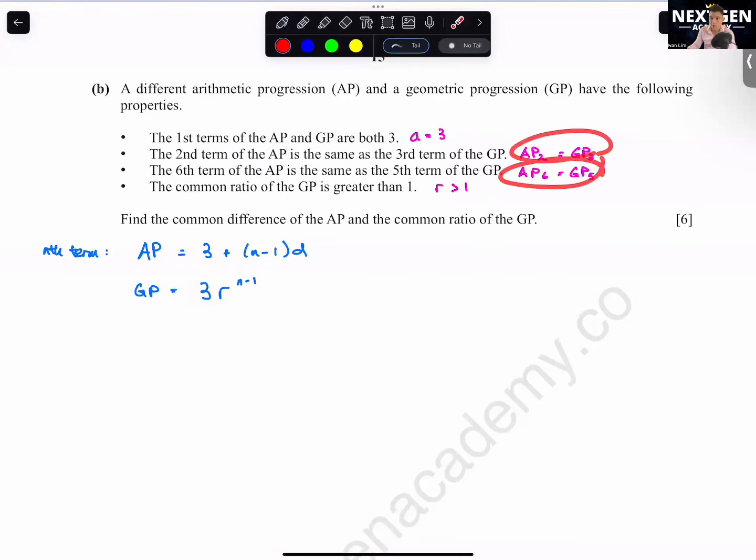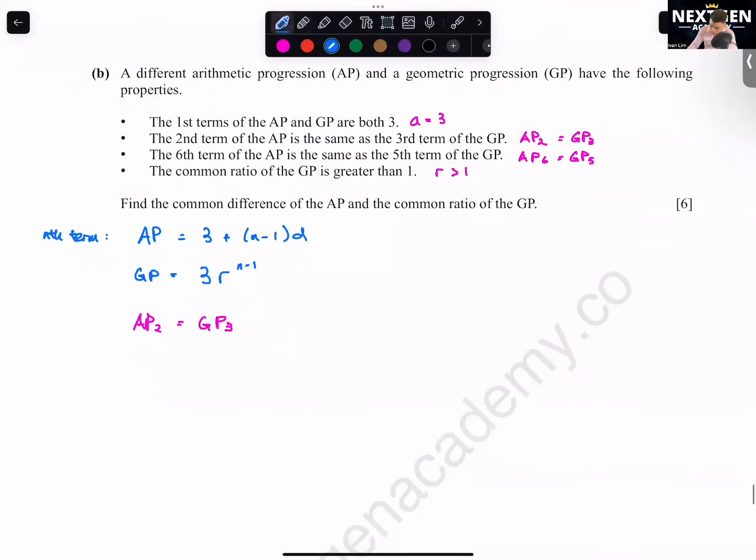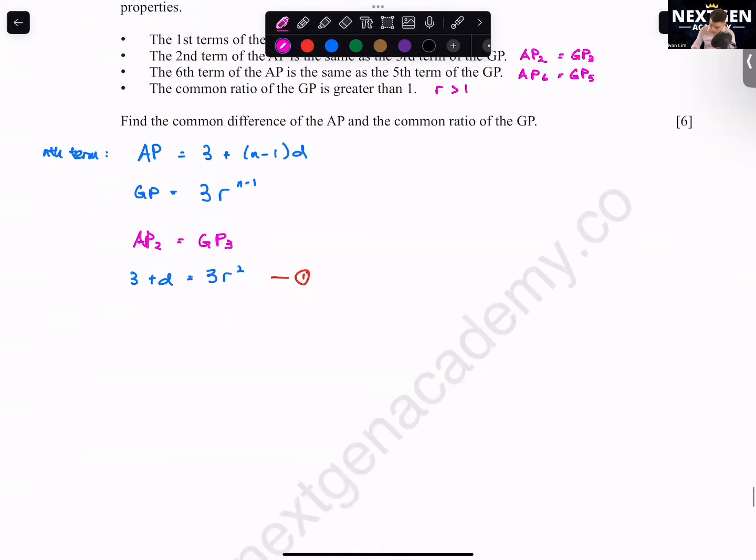Now let's translate both of these. AP2 is equal to GP3. If we put into the formula, 3 plus d is equal to 3r to the power of 2. First equation. Cannot simplify already, so let's just leave it like this. Second one, AP6 is equal to GP5. So this will be 3 plus 5d equal to 3r to the power of 4, because 5 minus 1 is 4.